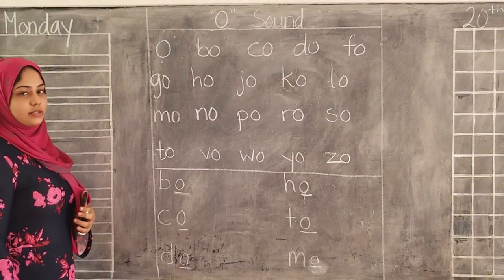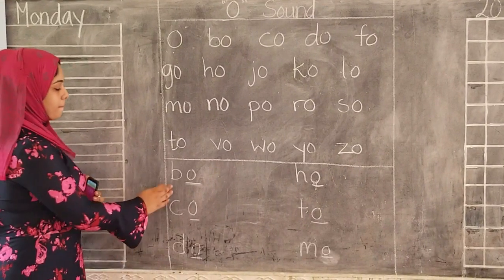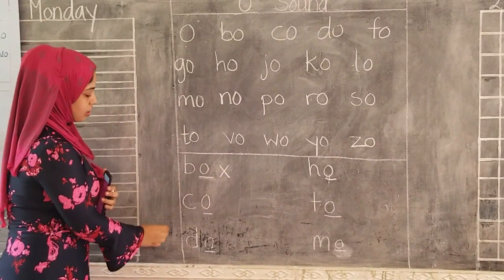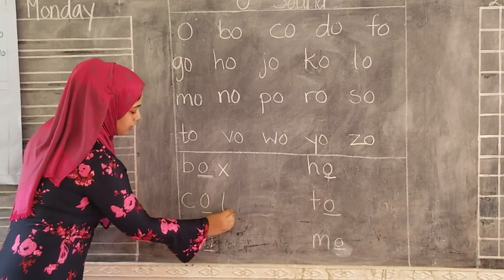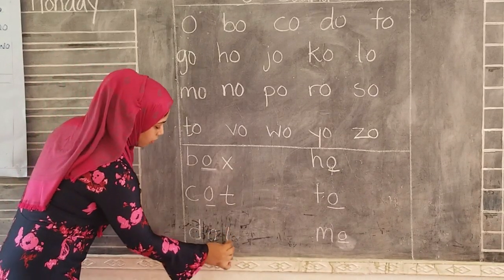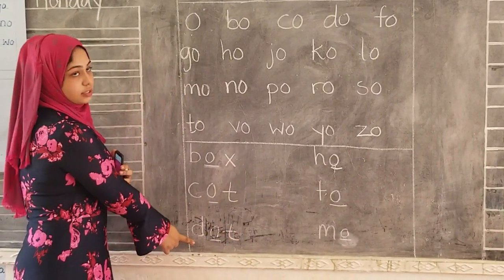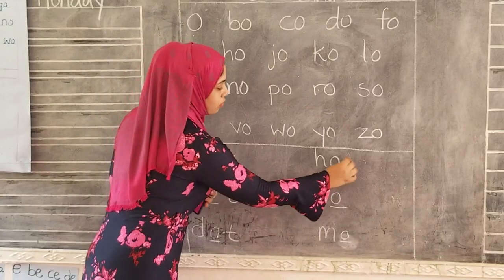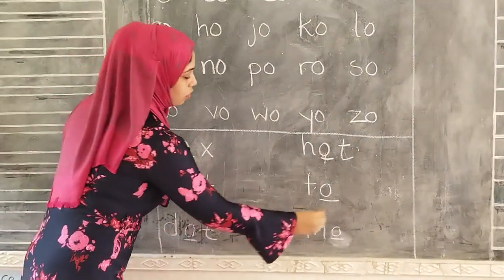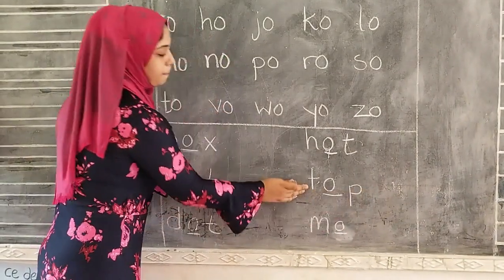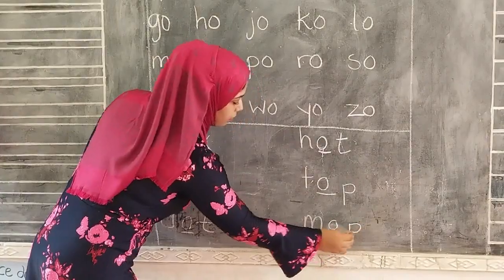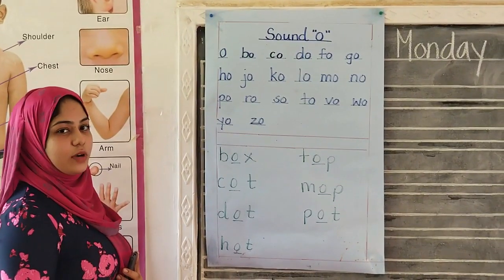Let's create words using sound O. Box, box. Ko, cot. Dog, dot. Ho, hot. To, top. Mo, mop.